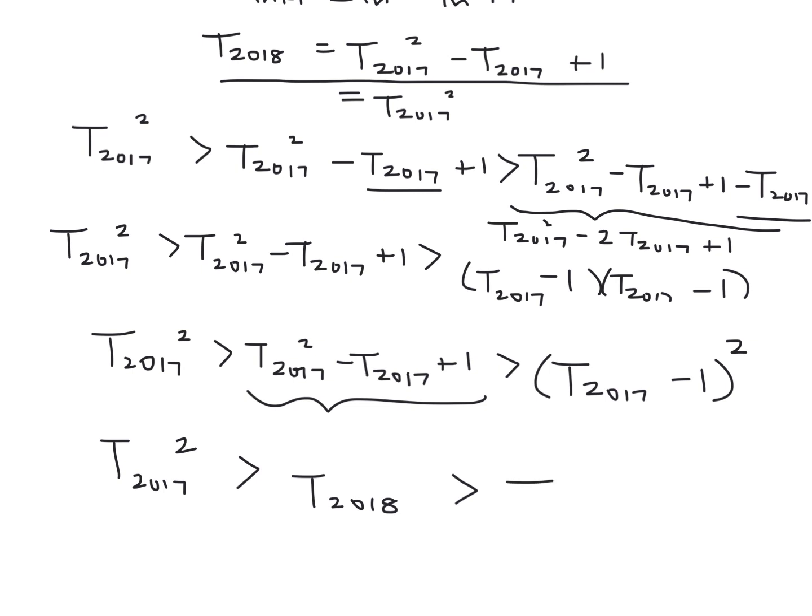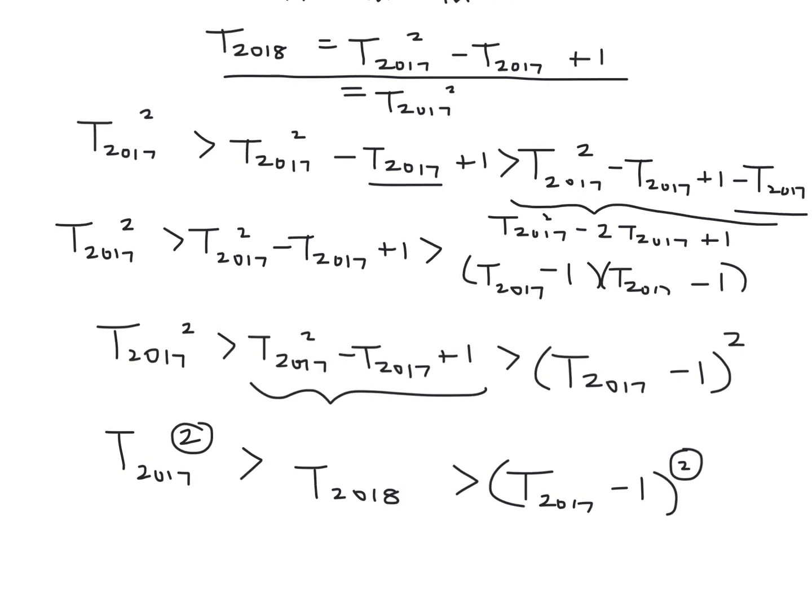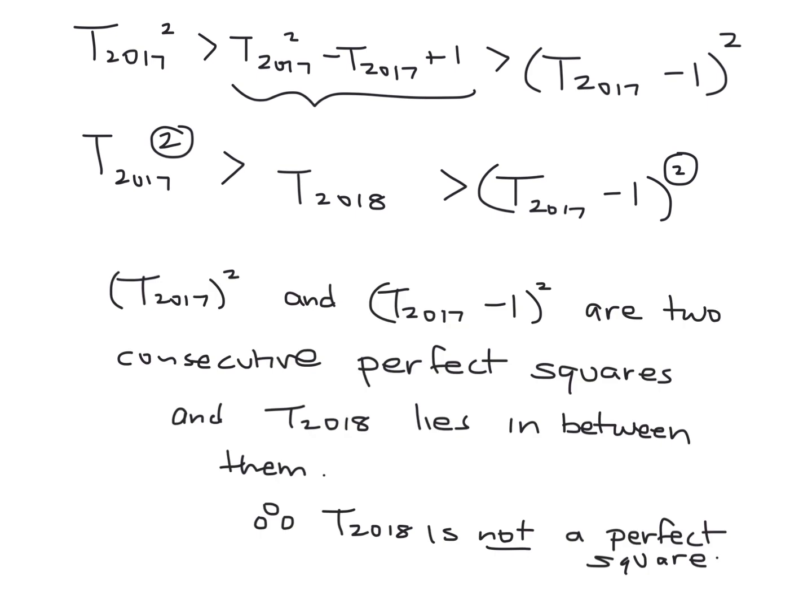the same thing for now. 2017 minus 1. The only thing we can say is it's a perfect square, and this is a perfect square. So that means that these two terms are two consecutive perfect squares. Let me just write all that out first.